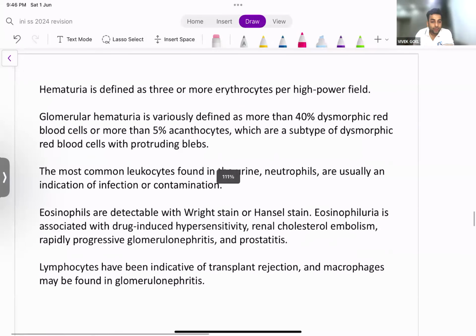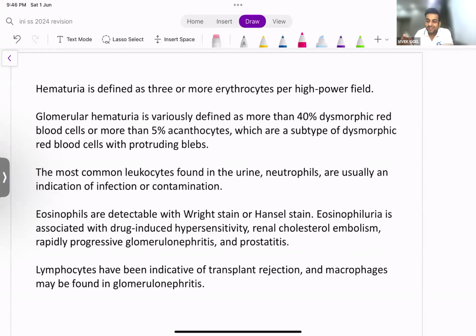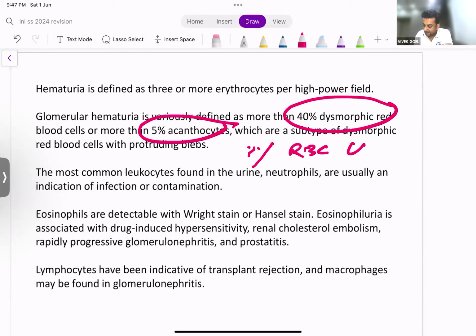Now, hematuria. So you know that hematuria is presence of greater than or equal to 3 RBCs per high power field. For glomerular hematuria to be present, we know the rule of 40 and 5. There must at least be 40% dysmorphic RBCs and more than 5% acanthocytes and 1% RBC cast. So 40-5-1 rule. This is very often asked in MCQ as well.